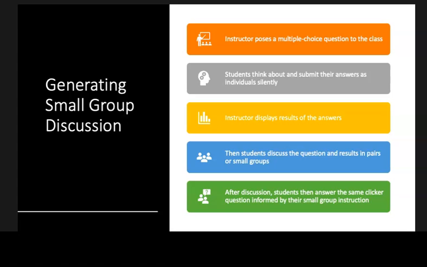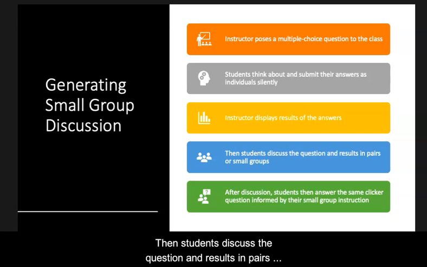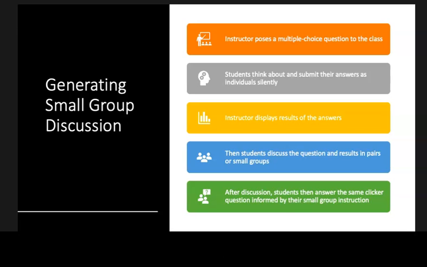at Harvard. So the way it works is the instructor poses a multiple choice question to the class. Students think about and submit their answers as individuals silently using their clickers. The instructor then displays results of the answers. Then students discuss the question and results in pairs or small groups. After discussion, students then answer the same clicker question informed by their small group instruction.